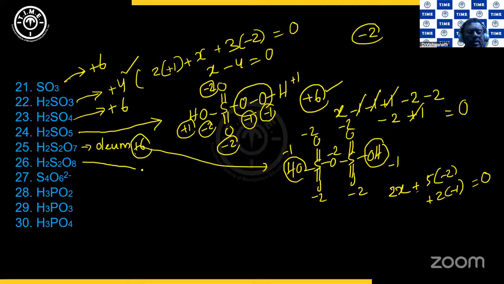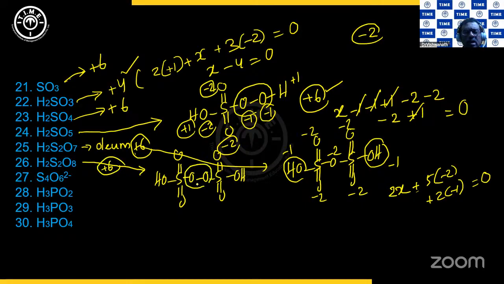H2S2O8 is having a peroxo linkage. HO, S double bond O, double bond O, O single bond O, single bond O, S double bond O, double bond O, and then OH. Again, this will be +6 that you can do for yourself, taking only these two oxygens as -1. All the remaining oxygens are -2.